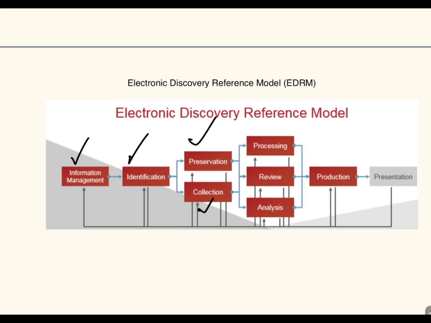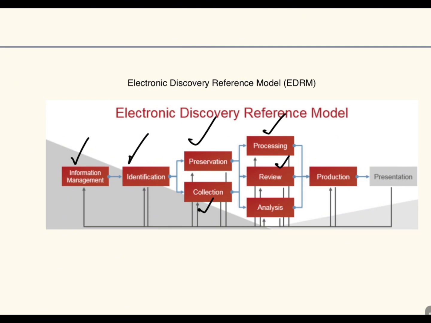Processing reduces the volume of duplicates, right? When we process, we make sure that we remove duplicate entries, convert files into usable format, and extract metadata, right? Review. A human legal team checks for relevance, privilege, and confidentiality, right? And let's say the data is not labeled or tagged, so it can be done in this particular phase.